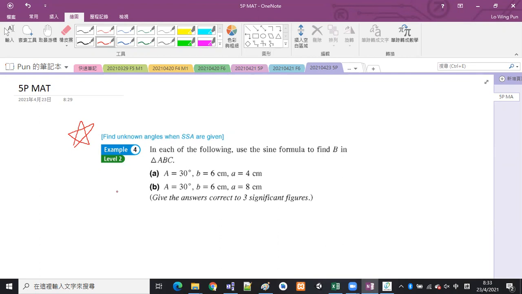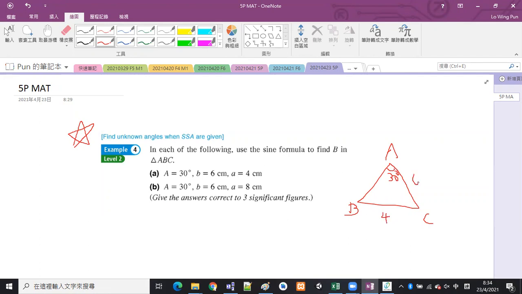Okay? So example 4. We will start using the sine formula as usual. We have triangle ABC, just draw a normal triangle. Angle A is 30 degrees, although it doesn't look like 30 degrees, but that is okay. Length A is 4 cm, and length B is 6 cm.